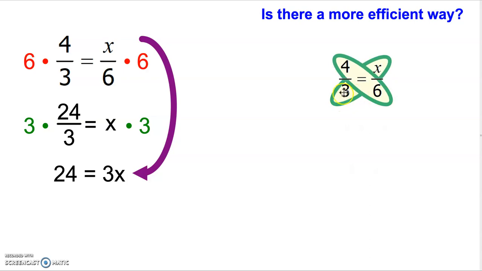So instead of multiplying by the 3 and the 6 separately, we're going to cross multiply. Because what happens on that right hand side is the 6's go away. What happens on the left hand side is the 3's go away. So I'm really just multiplying that opposite side by the number in the denominator. That skips those 2 steps, and we get directly to 24 equal to 3x, where we can divide by 3 and get that x is 8.